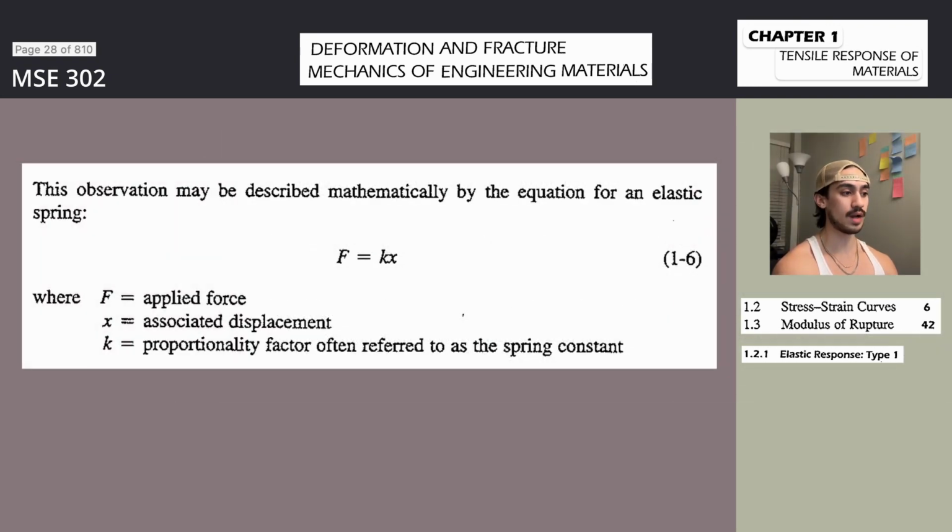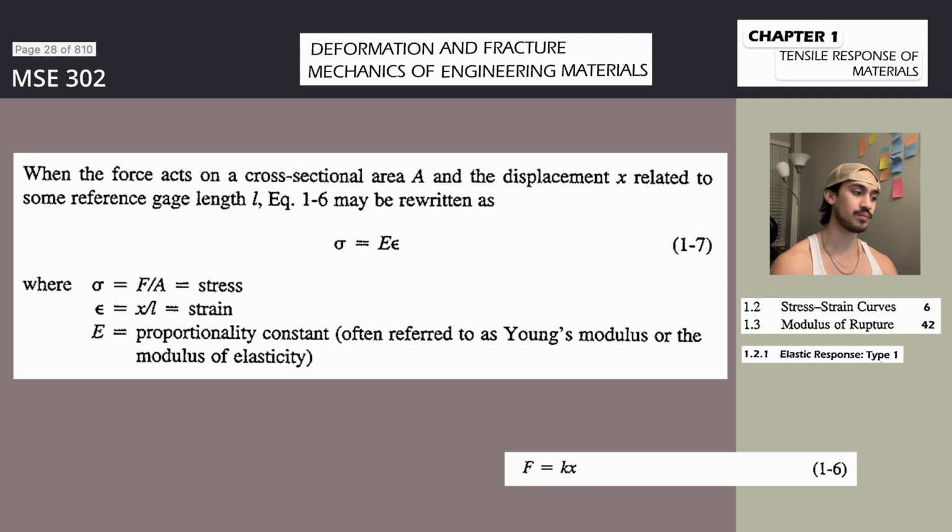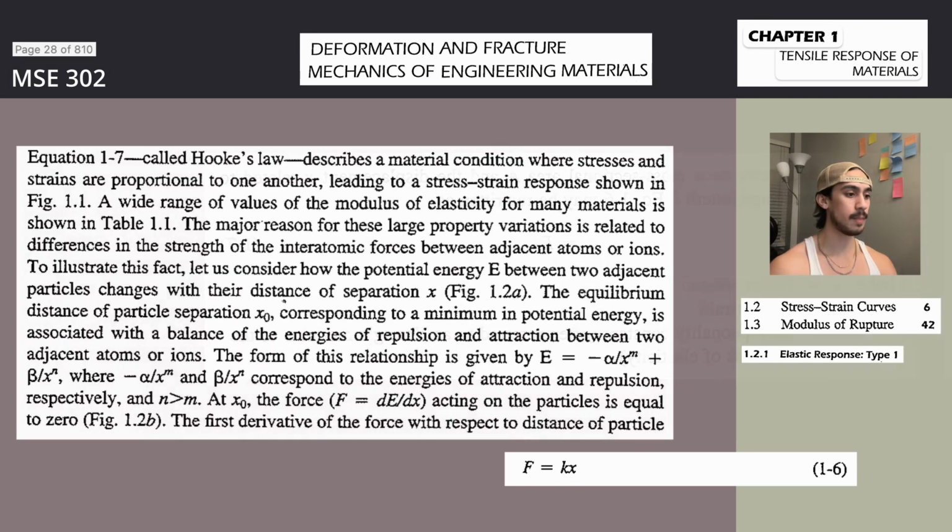This observation may be described mathematically by the equation for an elastic spring, equation 1-6, where F is equal to applied force, x is equal to associated displacement, and k is equal to the proportionality factor, often referred to as the spring constant. When the force acts on a cross-sectional area A, and the displacement x is related to some reference gauge length L, equation 1-6 may be written as equation 1-7, where sigma is equal to stress, epsilon is equal to strain, and E is equal to the proportionality constant, often referred to as Young's modulus or the modulus of elasticity.